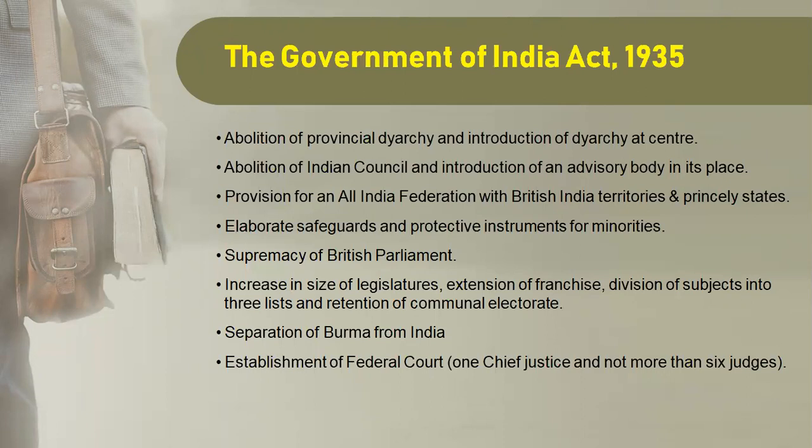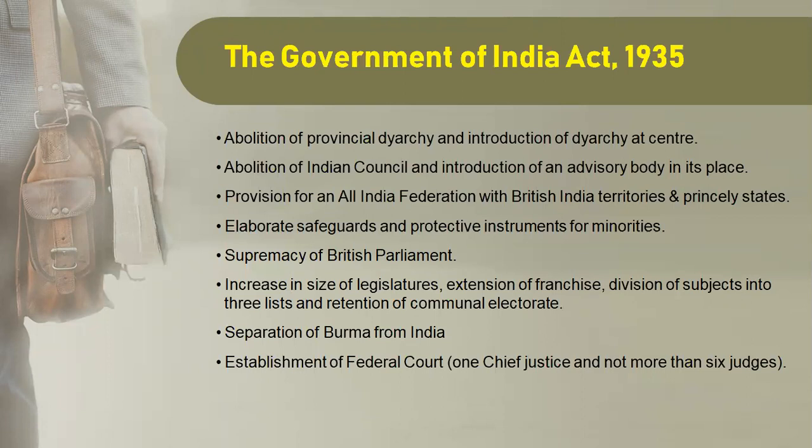We see increase in the size of legislature, extension of franchise, division of subjects into three lists. So here we have three lists. What are the three lists, guys? Please write the name of the three lists in the comment section below. Now, for all those of you who don't remember, it is federal list, provincial list, and we have another list which is called concurrent list, right? Then we see separation of Burma from India and also establishment of one federal court. Now, this federal court had one CJI or one Chief Justice and not more than 6 judges. So it was totally a team of 7 people.